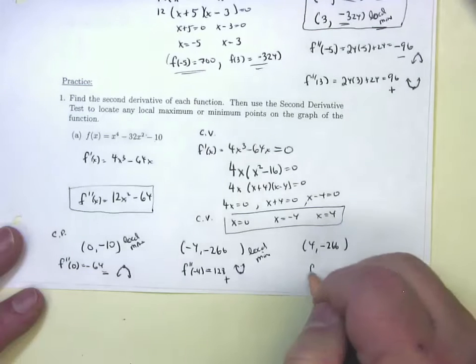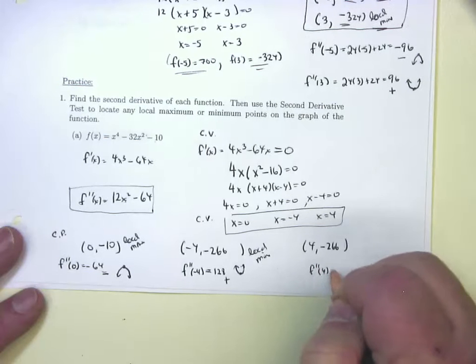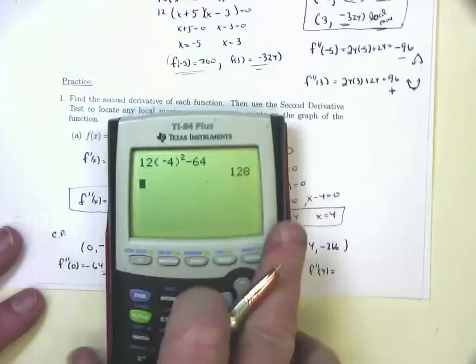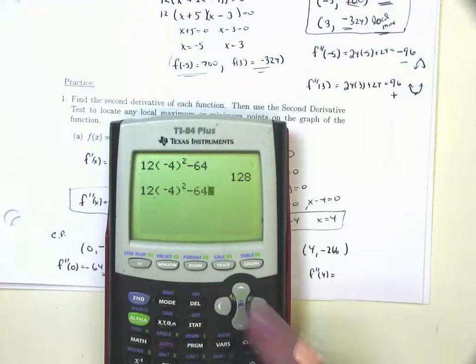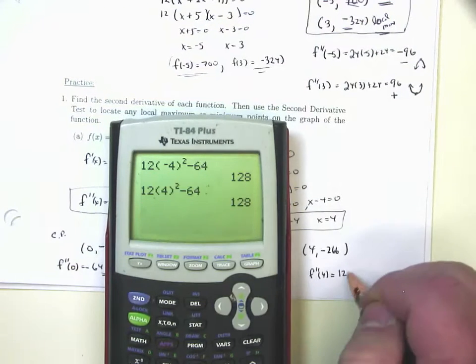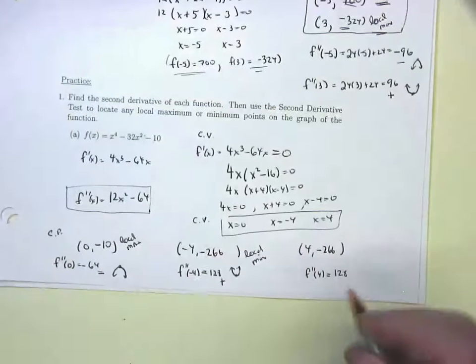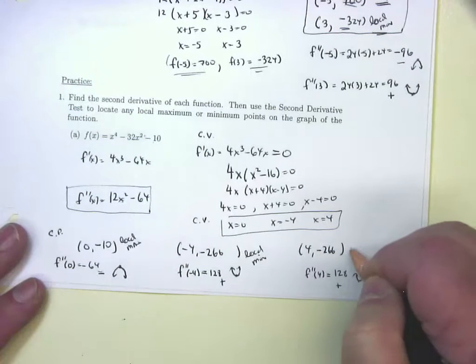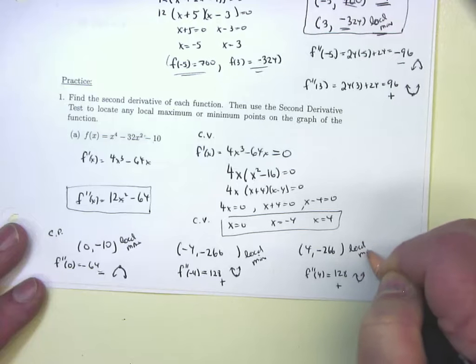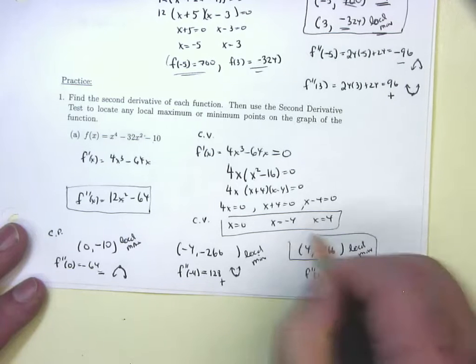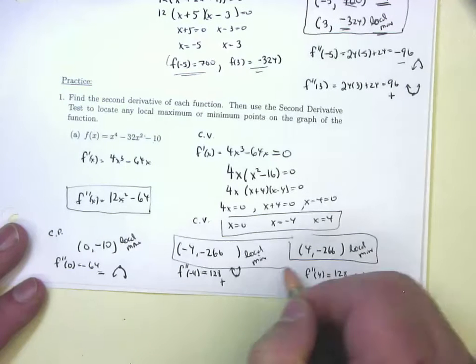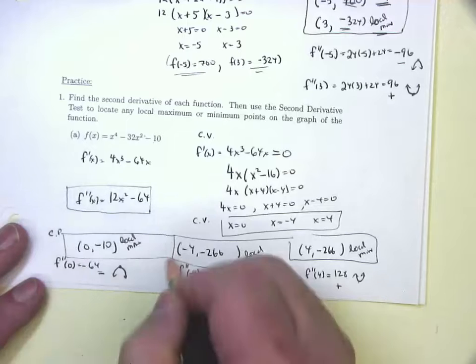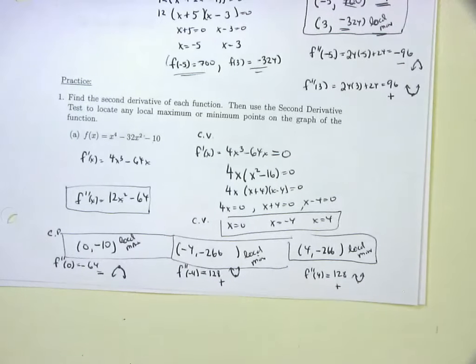And then if I take the second derivative at positive 4, no problem, just recall it back down and change that negative to a positive. When you square a negative, it's still positive. I'm going to get the same number, 128. It's still a positive second derivative, so it's concave up. So this one is also going to be a local minimum. So in this problem, I've got 2 local minimums and 1 local maximum. There's my answer, using the second derivative test.